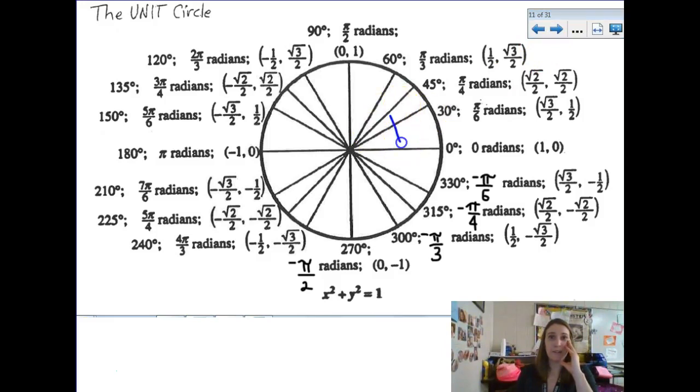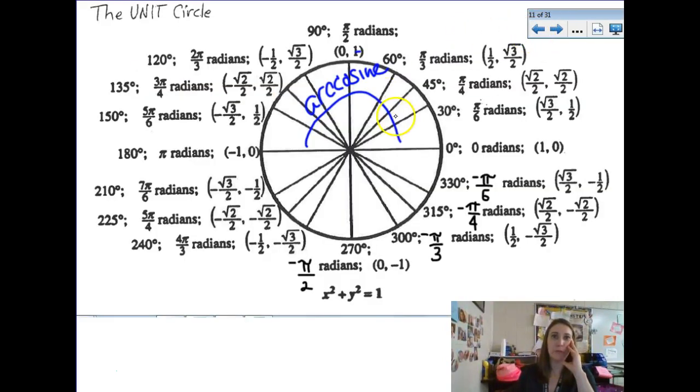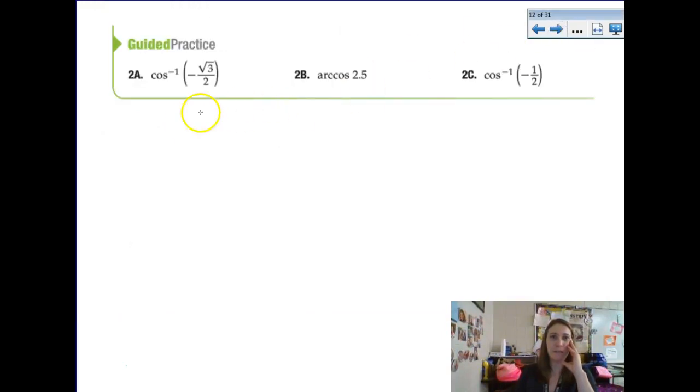So if you haven't already done so, please mark this guy for arc cosine. All right, let's do this. So arc cosine, negative square root of 3 over 2. Looking at just these quadrants, inverse cosine producing negative square root of 3 over 2 is right there, and that would be 5 pi over 6.